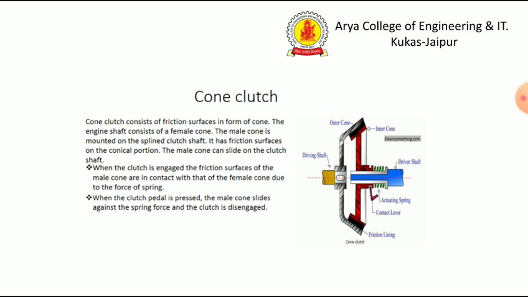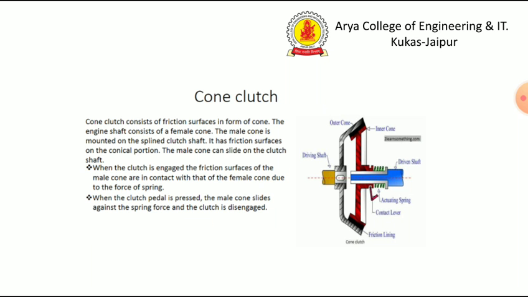The cone clutch consists of a friction surface in the form of a cone. The engine shaft consists of a female cone. The male cone is mounted on the splined clutch shaft. It has a friction surface on the conical portions. The male cone can slide on the clutch shaft.